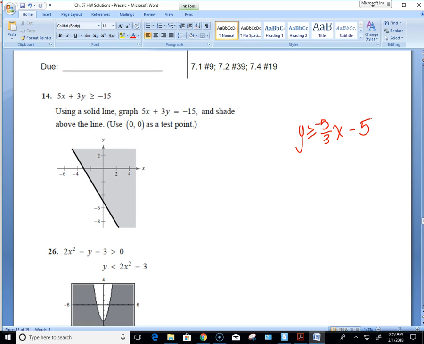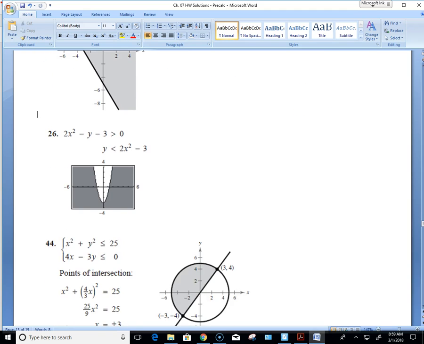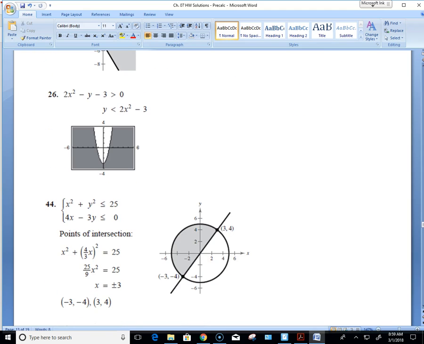But what would have happened if you had plugged in any of these points? They all would have been true. The true ones get shaded. The false ones don't. Number 26, that was just a plug and chug to your calculator, but you couldn't have plugged it and chugged it until you got y by itself. Just a few of you would have the shading in the wrong place. Why? If you didn't flip the inequality when you divided by a negative. If you didn't flip, you've had the shading in the wrong place.